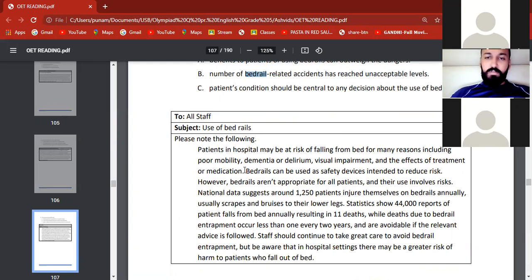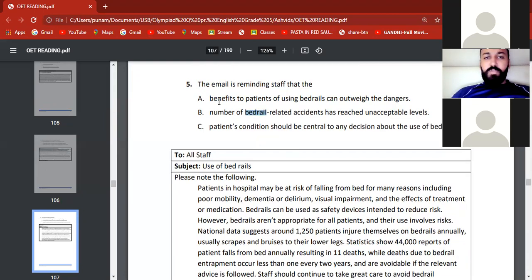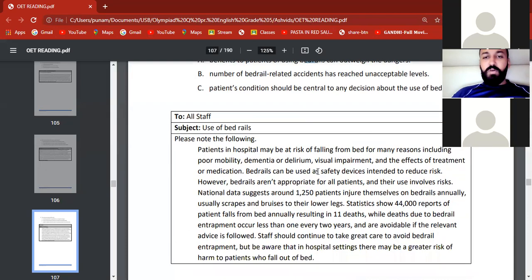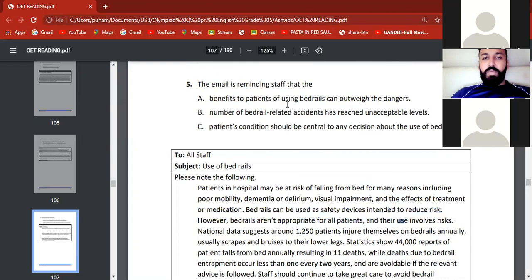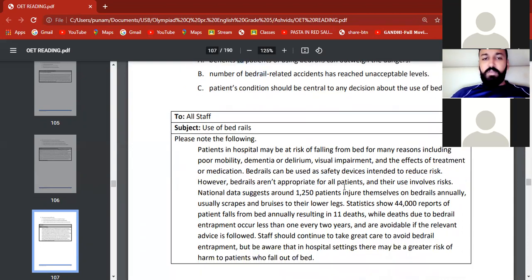So here we have left out this option, and how will we make sure of this option? Let's see, can be used as safety devices. First of all, this is one reason: they can be used as safety devices. It says benefits, means benefits are higher. They can be used as safety devices. However, they're not appropriate for all patients.